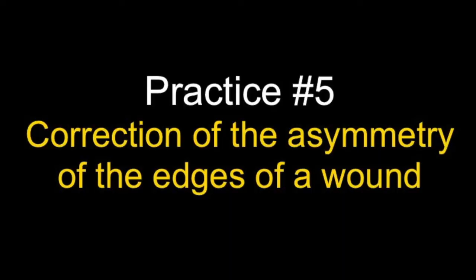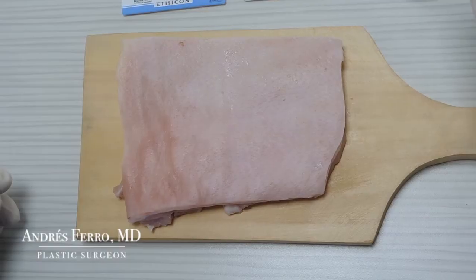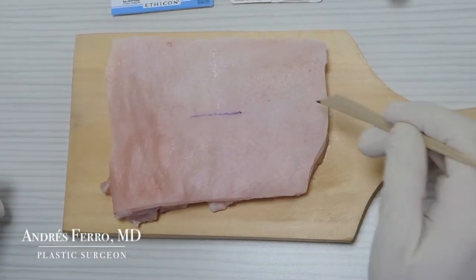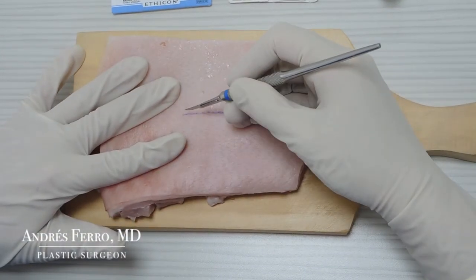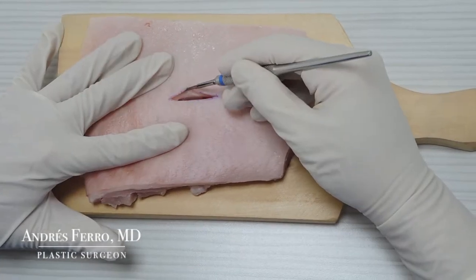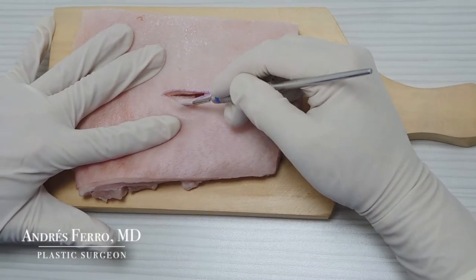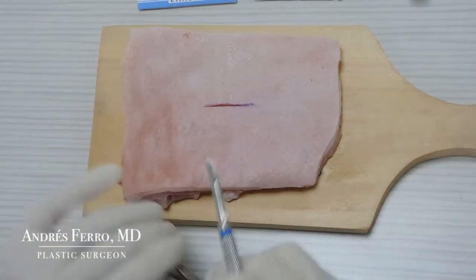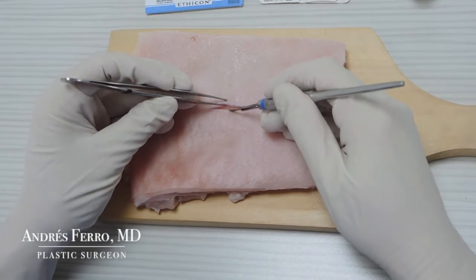In this practice, we will demonstrate how to correct a wound when its edges have different heights, one higher and one lower. On the porcine skin specimen, design a horizontal wound about 4 to 5 centimeters long. Do the incision according to your design, with the scalpel angled 30 degrees and securing your hand support, as previously explained. Extend the cut to full thickness of the tissue, including the subcutaneous fatty tissue layer.